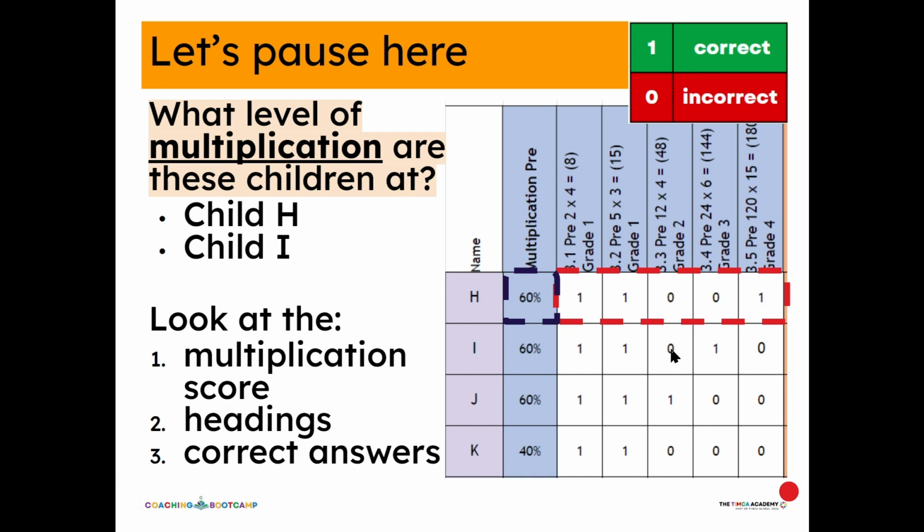Let's look at child I. So underneath here, slightly different pattern. Also 60% again, so 3 questions answered correctly for multiplication. The grade 1s, both of the grade 1 questions. The grade 2 question hasn't been answered, but the grade 3 question, the first one has. And the grade 4 question, the harder one, hasn't. Okay, so it's a slightly different story to child H, who has answered this harder grade 4 question correctly.